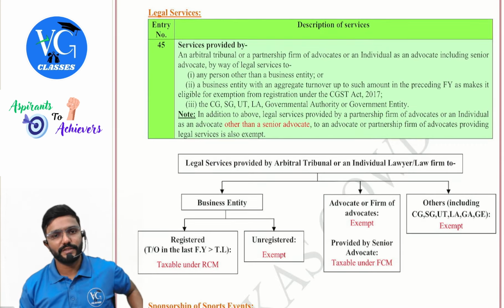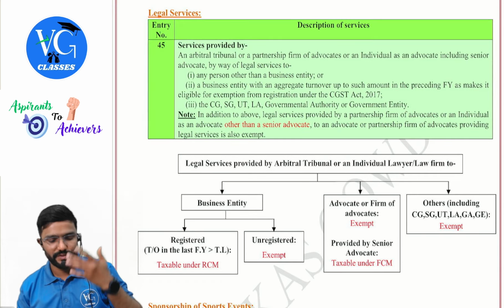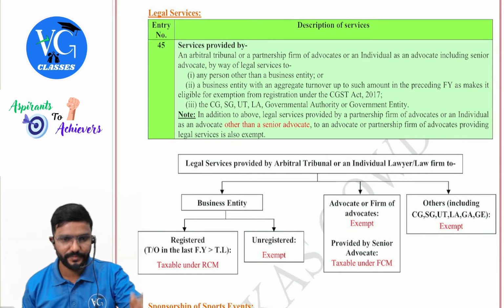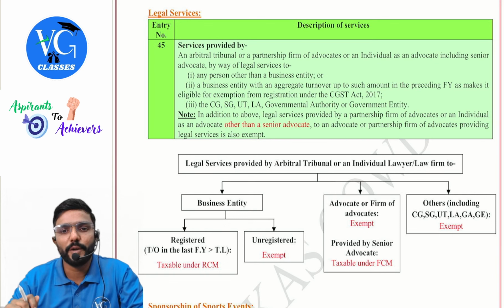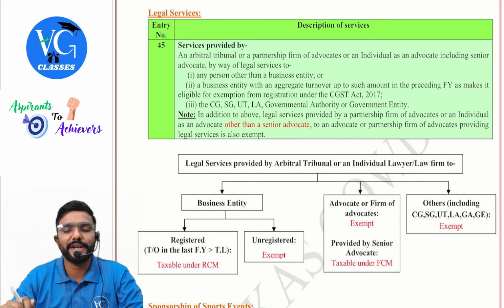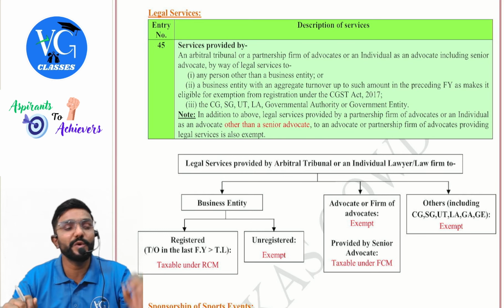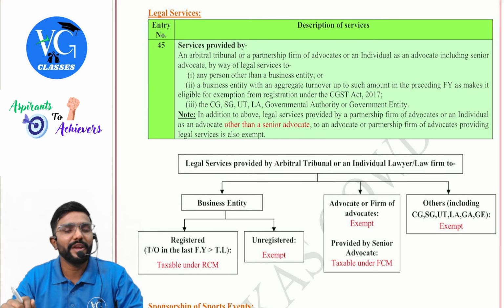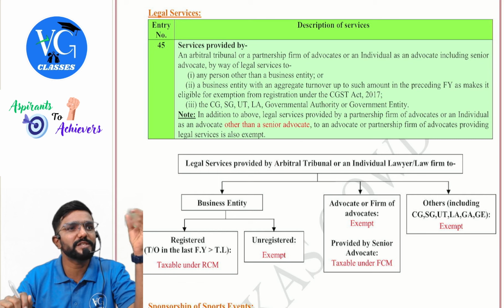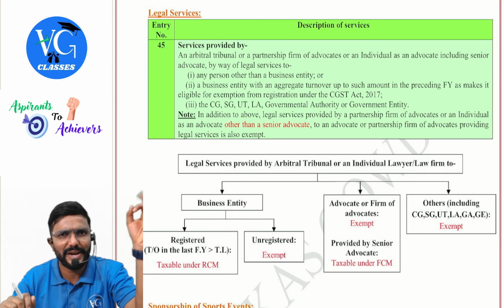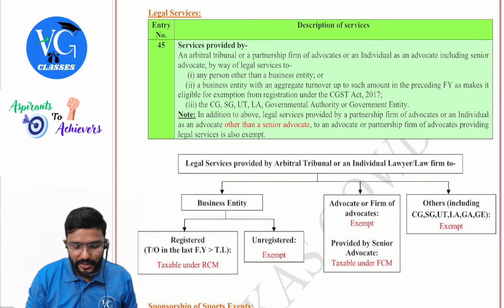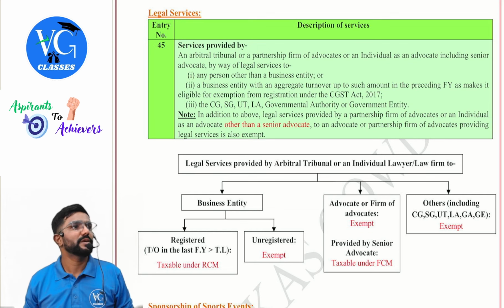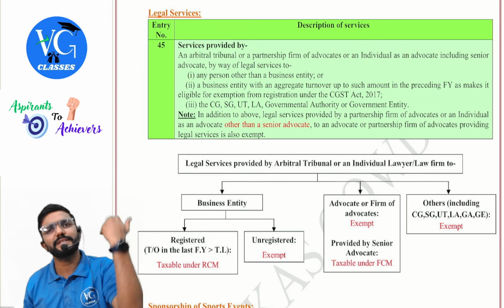Next, legal services. Legal services are connected to RCM also. Services provided by an arbitral tribunal or partnership firm of advocates or an individual as an advocate, including senior advocate, by way of legal services. So who is the service supplier? Lawyers, practicing lawyers, or a firm of lawyers. Two, for whom are they giving? Any person other than a business entity. If the recipient is any person other than a business entity, exempt.